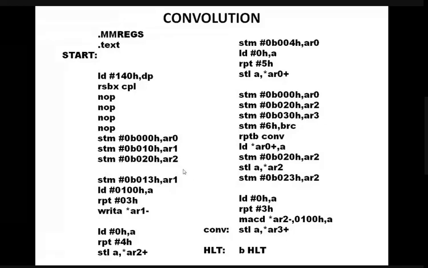Let us assume like this. AR0, AR1, AR2 are the pointers. These pointers are loaded with the address. For that, we are using this instruction STM. STM means store the memory mapped register. So, store the memory mapped register AR0 with immediate constant B000.